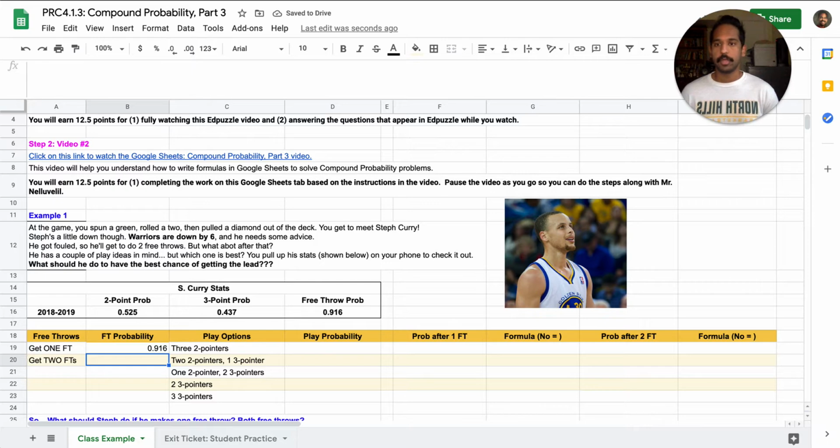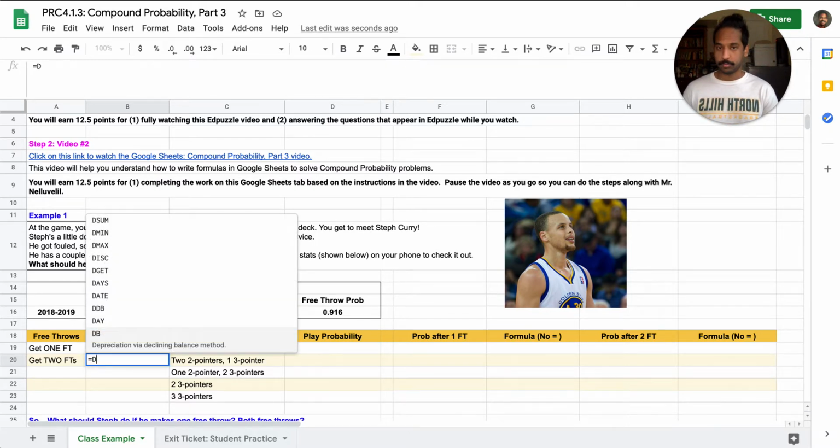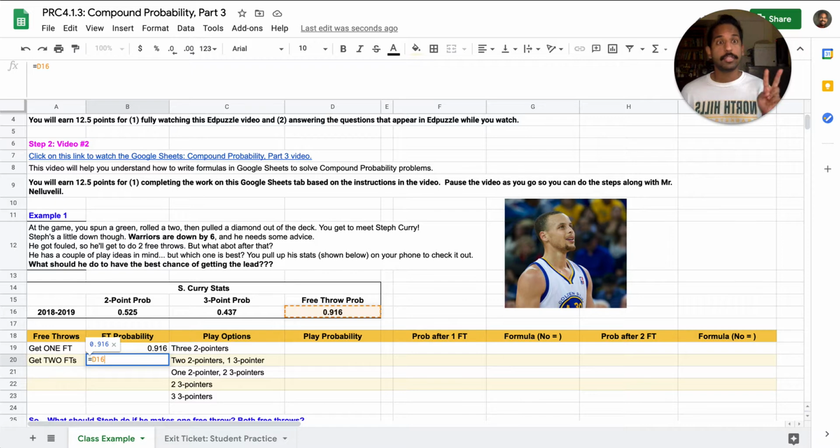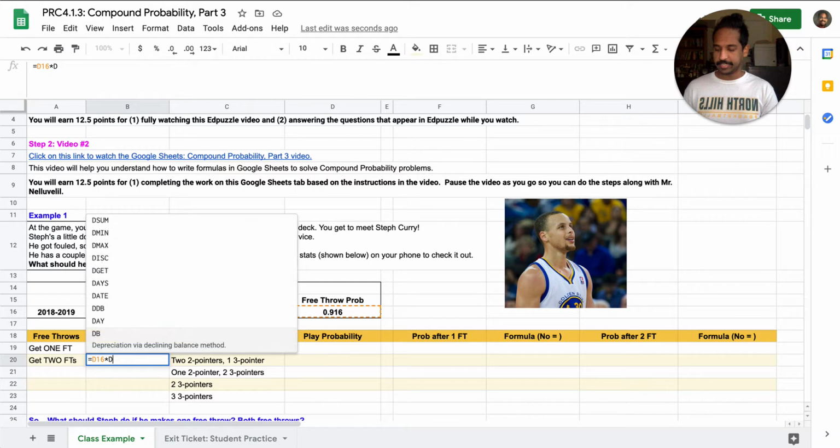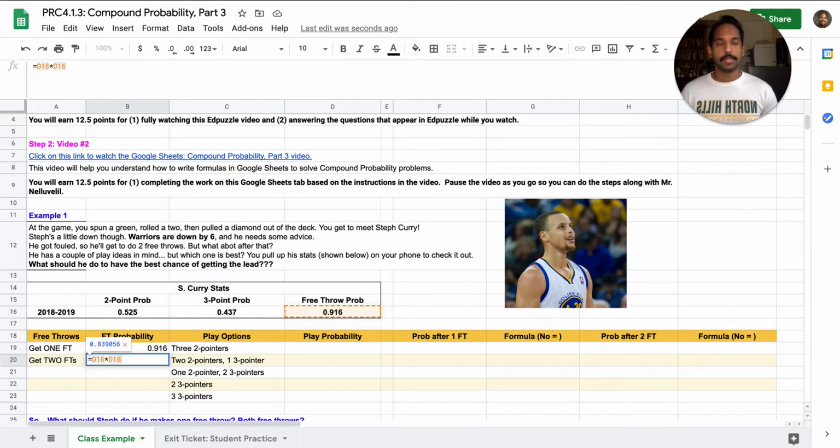Pretty good. What about two free throws? There are a couple ways we can do this. We know that box D16 has the probability, so one free throw would just be D16. Two free throws would be that probability times that same probability again, because we want to do it one time and then another time. So we can write equals D16 times D16. That works, and you'll see we hit enter and we get it.